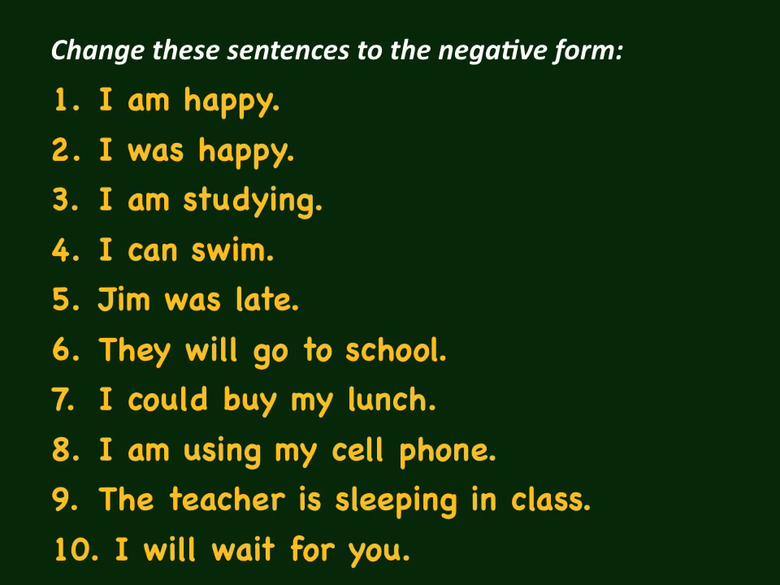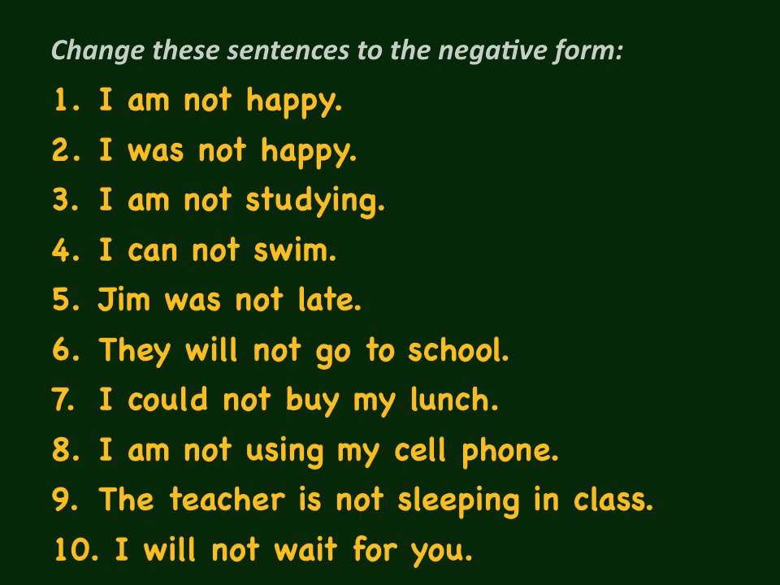Okay, now let's practice with both types of sentence mixed together. When you're ready, here are the answers. Read together with me, please. I am not happy. I was not happy. I am not studying. I cannot swim. Jim was not late. They will not go to school. I could not buy my lunch. I am not using my cell phone. The teacher is not sleeping in class. I will not wait for you.